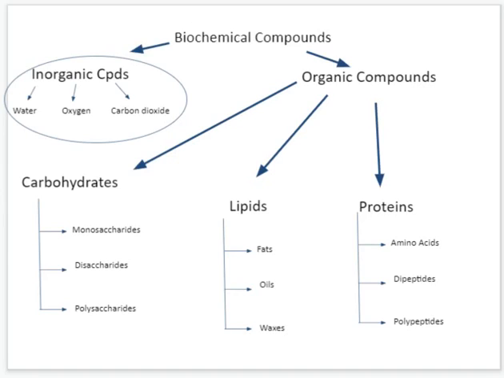Hi, everybody. Okay, so we have now talked about all the different kinds of biochemical compounds that we need to talk about in this chapter. If you take a look, we have all the inorganic compounds. They have C and H, or they are lacking either C or H or both. Organic compounds have both C and H, and then we have carbohydrates, lipids, and proteins.